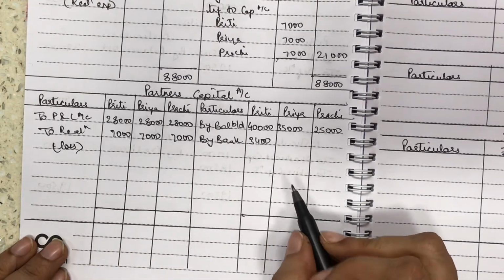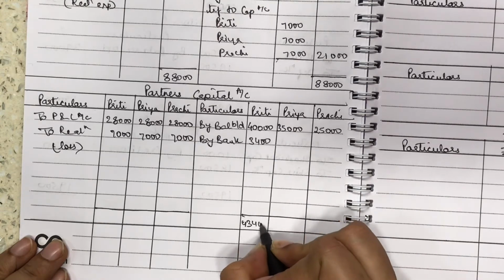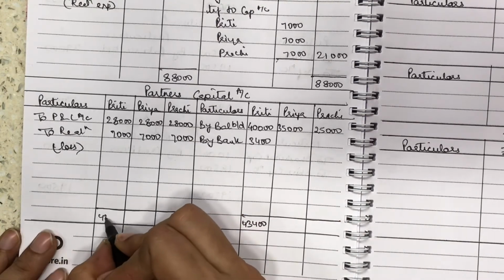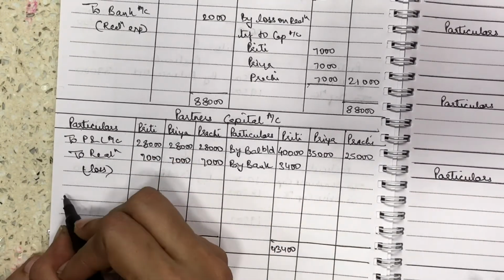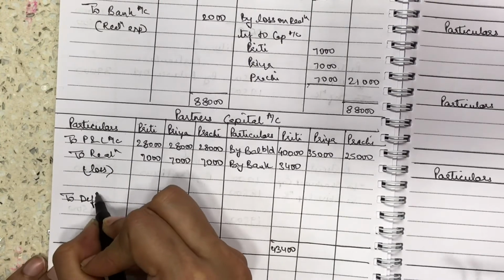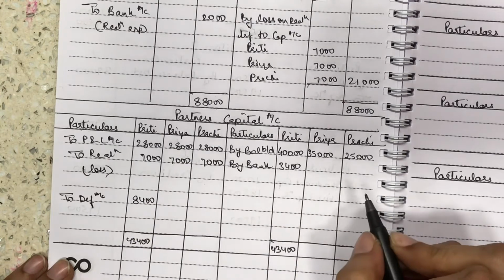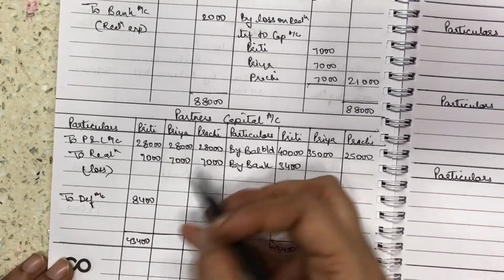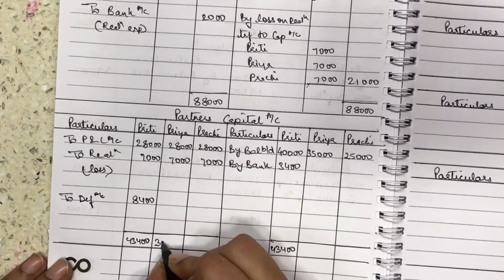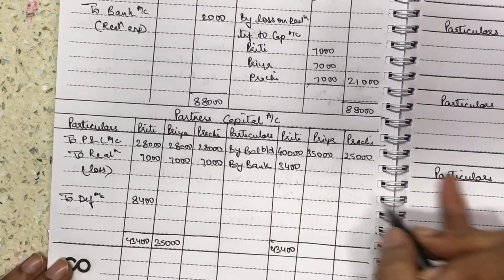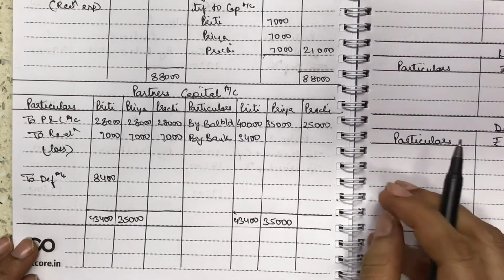Total of Preeti, this side is 43,400. So 43,400 minus these two, the balance will go to deficiency account. So that is 8,400. Now what about the other partners? This side is 35,000 and this side is also 35,000. So nothing will go to deficiency account.